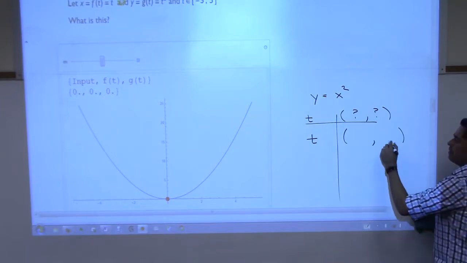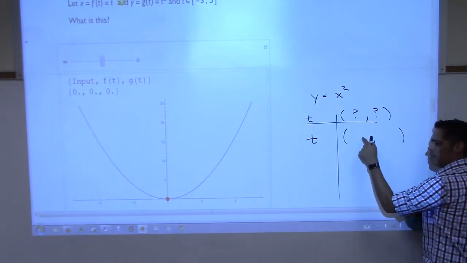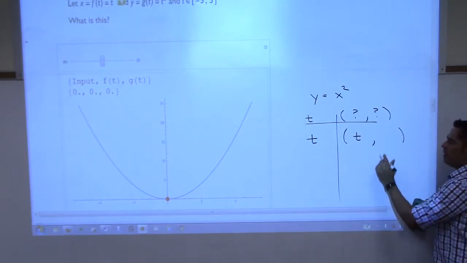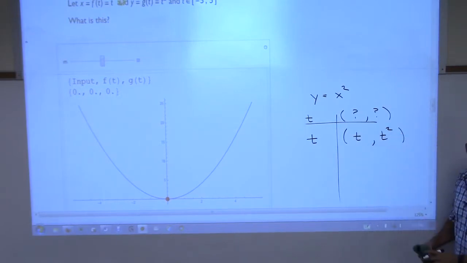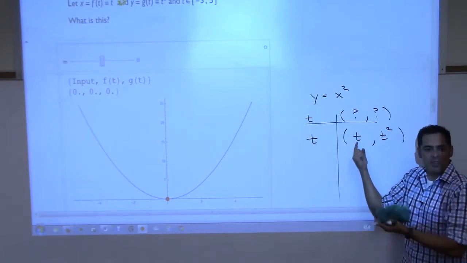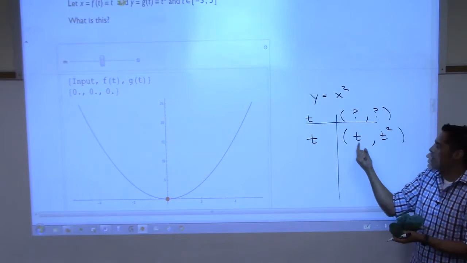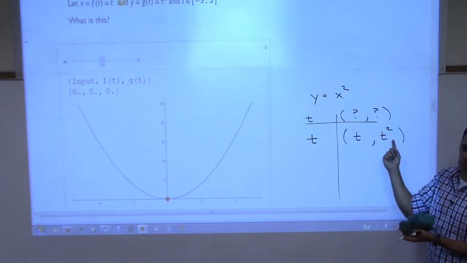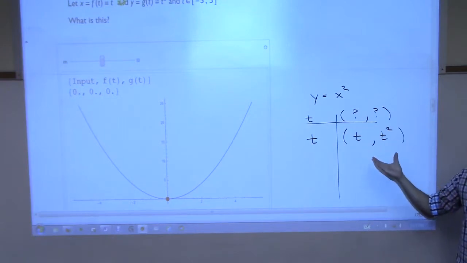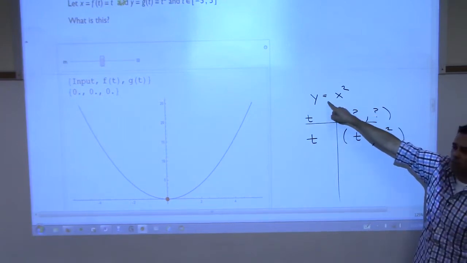But what's this? Why don't we just call it t? And this one, t squared. So look, t comes in, right? And the x coordinate says, okay, I'm just going to be t. And the y coordinate says, well, I'll be that thing squared, right? Wouldn't this draw the exact same thing as this one would?